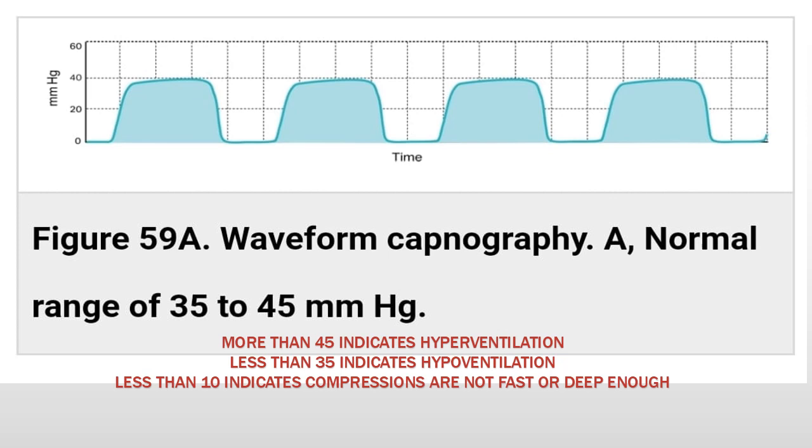So if the waveform shows you 45 and the patient is hyperventilating, what you have to do? You will have to decrease the breathing rate so that you can optimize the breathing. And in case 35 and the patient is hypoventilating, then you have to hyperventilate the patient. If waveform is less than 10, then it indicates that chest compressions are not correct and they are not fast or deep enough. So you will have to perform correct chest compressions.